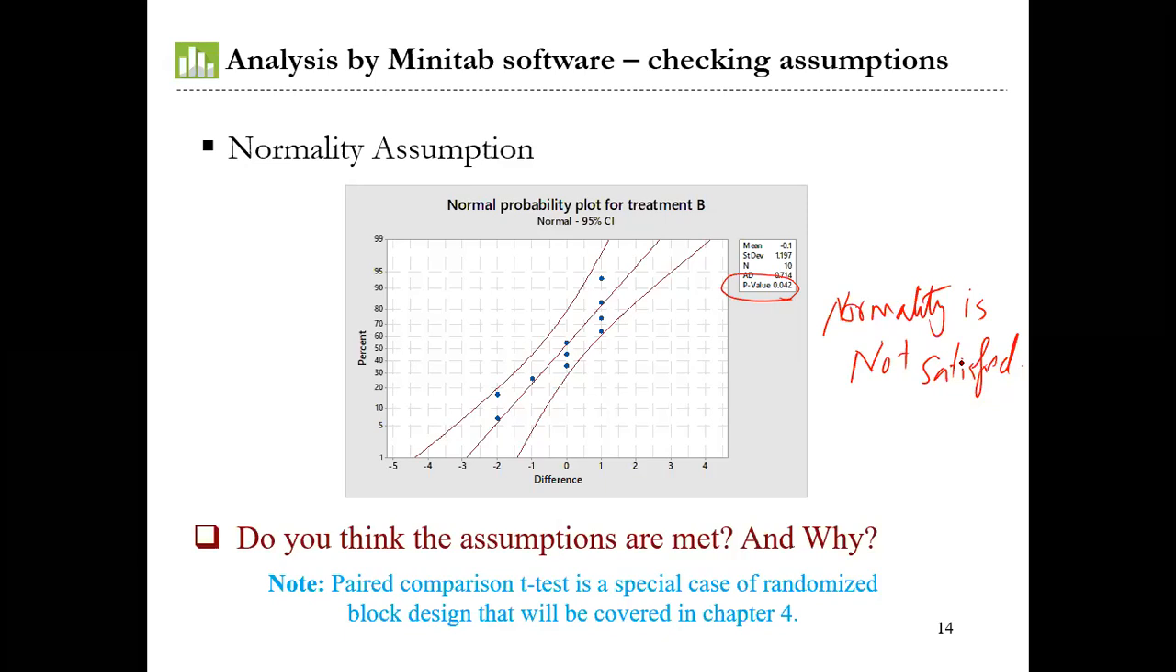So how do I find the transformation that makes my data follow a normal distribution? I will show you one method. It's called the Box-Cox method. This person came up with an idea that can be used to fix the normality of the data. We will work with this one later. We learn step by step. So the paired t-test is a special case of the randomized block design that will be covered in chapter 4. But part 2 is a special case of the randomized complete block design, which will be in chapter 3.